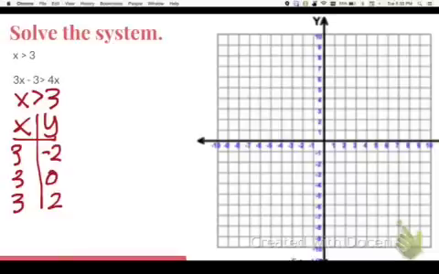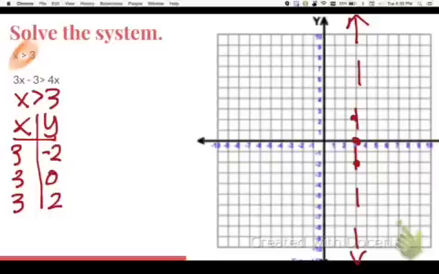All right, I'm going to go ahead and plot the ordered pair 3. So I go 3 on the x-axis, negative 2 on the y, so there's my first ordered pair. 3, 0 is here, and 3, 2 is going to be right there. Again, I have a greater than symbol, so that means I'm going to be in need of a dotted line. My apologies again for not being able to make a crisp, clear, perfect straight line.